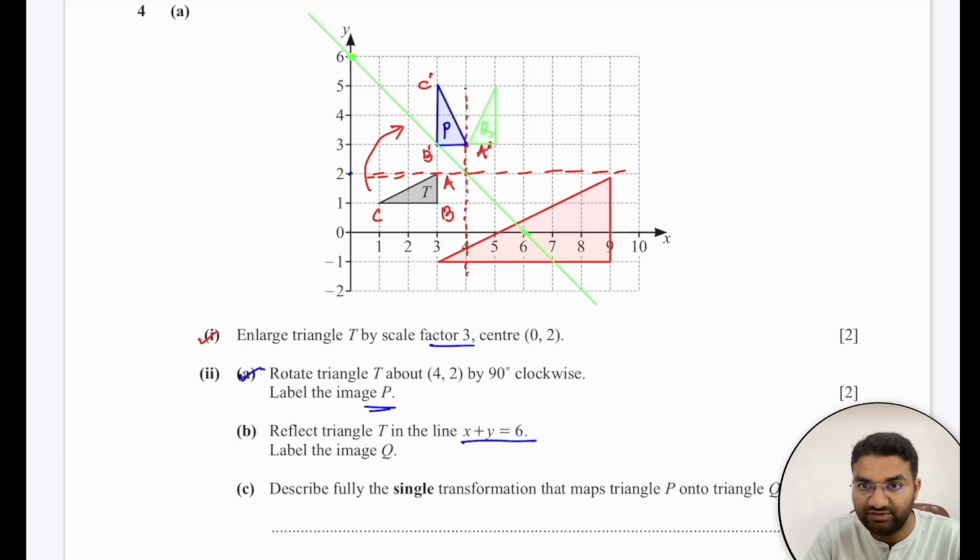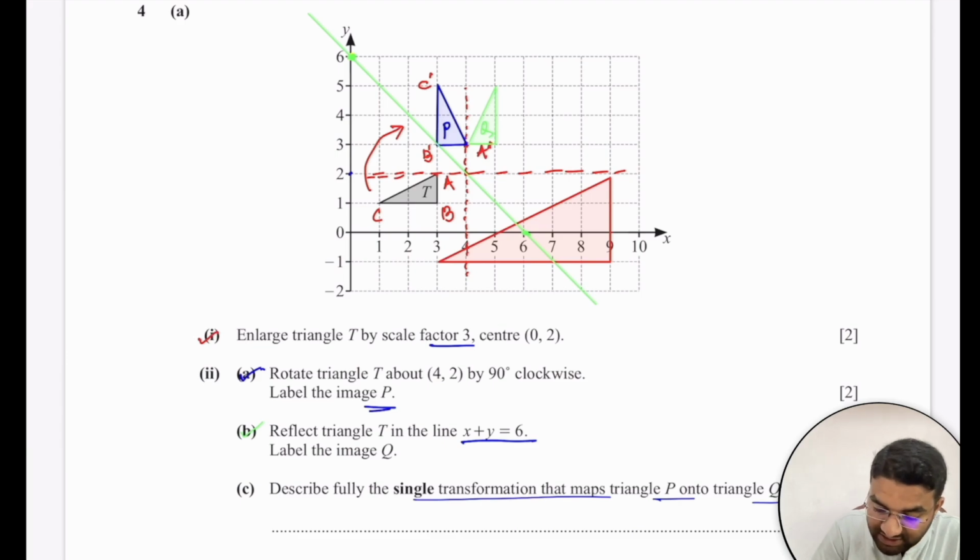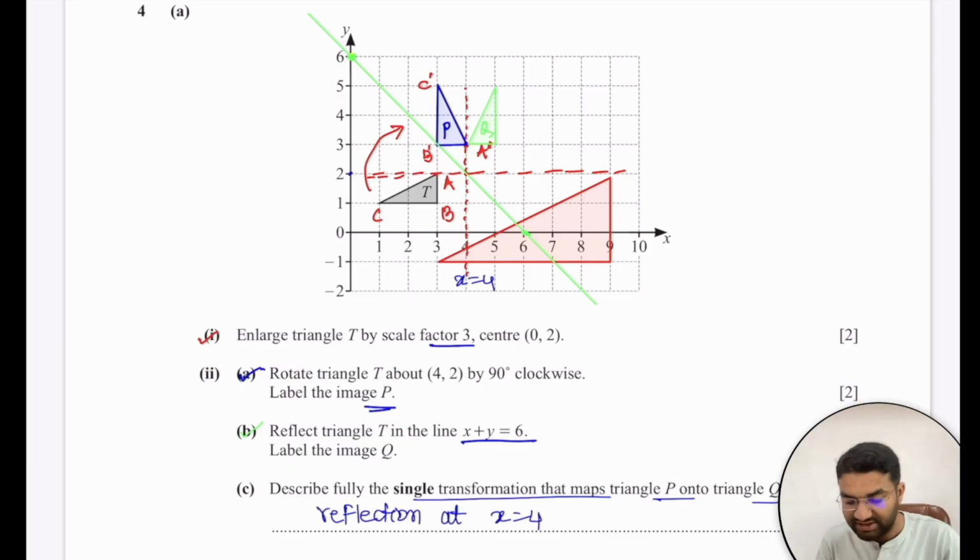So this is how you have to take the reflection of T in the line x plus y is equal to 6. So this is the second part. The third part is describe the single transformation that maps P onto Q. P onto Q, it's like a mirror image, isn't it? So you can write mirror image at x is equal to 4, isn't it? So you can write here reflection at x is equal to 4. That's it. So this is what you have to describe here in the C.